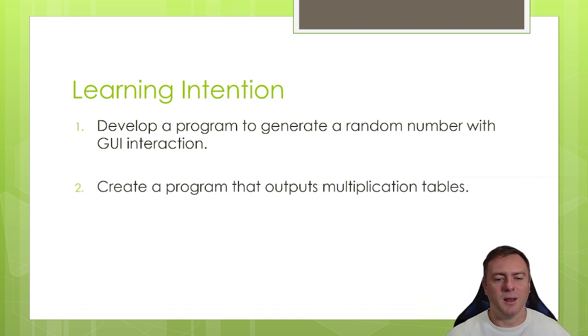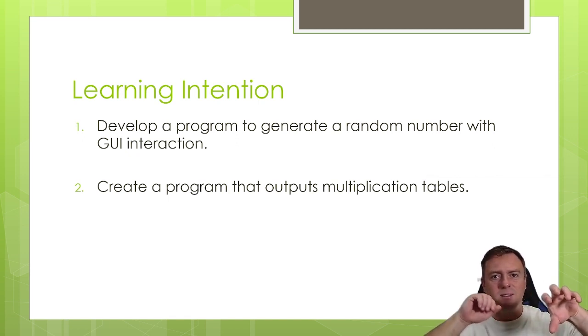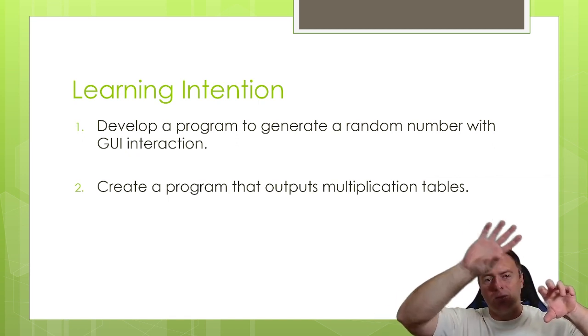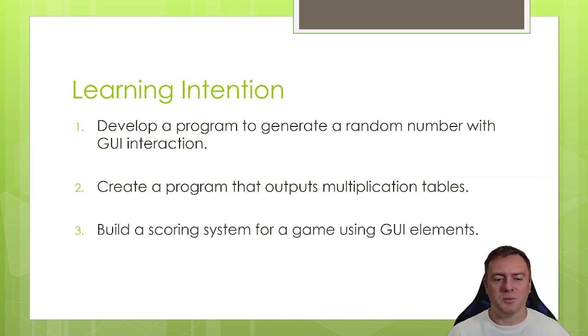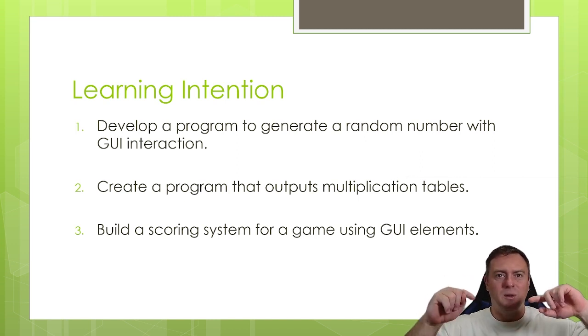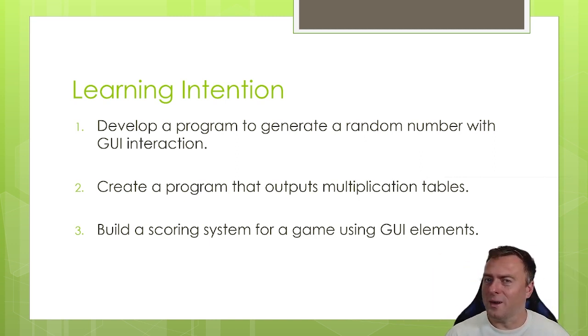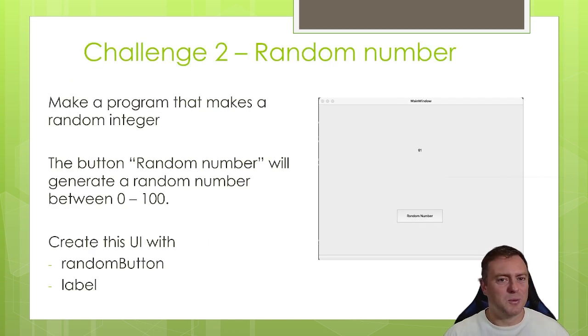You're then going to create a times table generator where you type in a number. So you might type in 6 and then press the generate button, and then it will give you all the times tables from 0 all the way through to 12. Lastly, we'll then build a simple scoring system with player 1 and player 2. And every time you click the button, it will increase the score by 1.